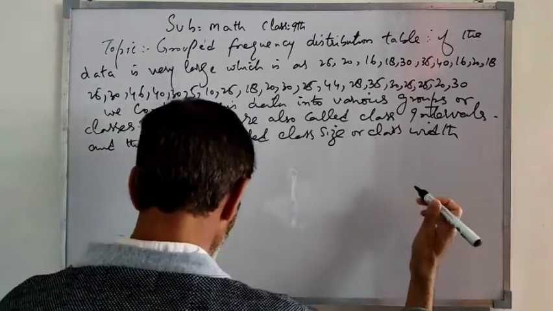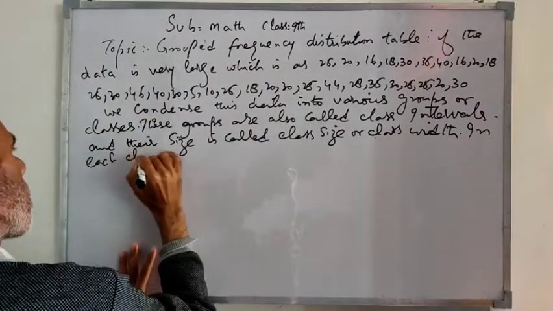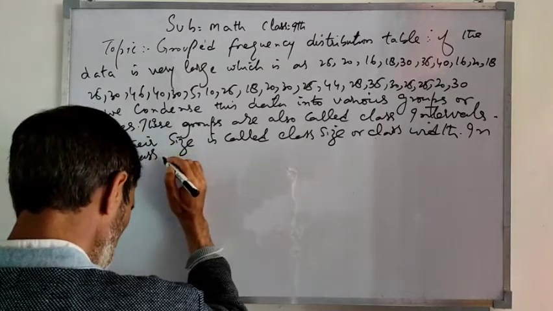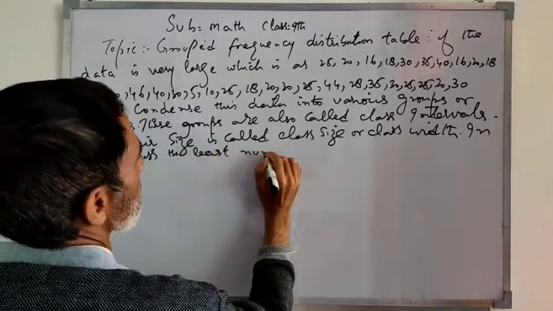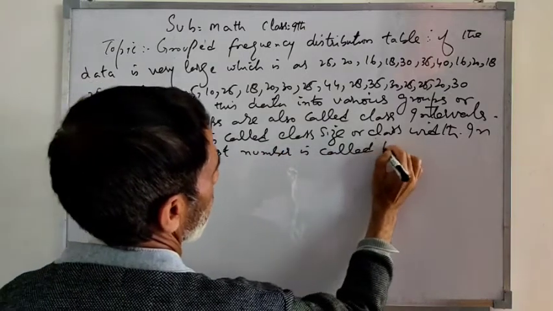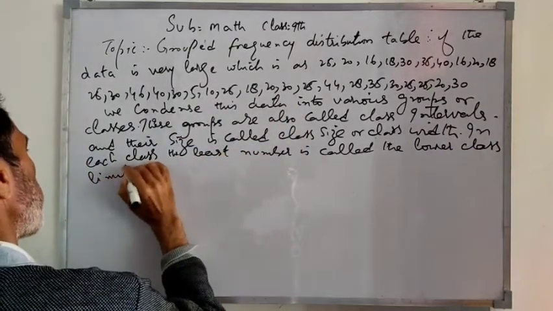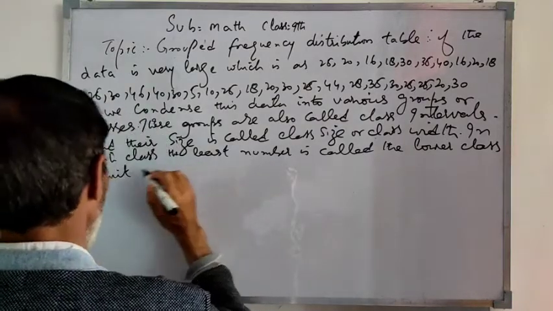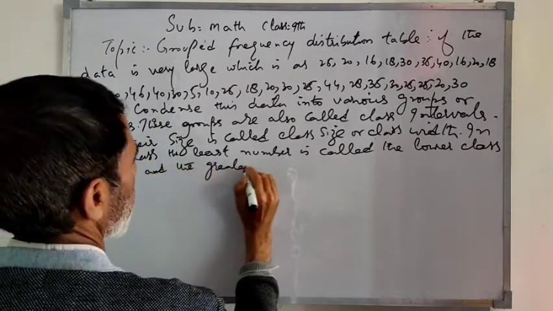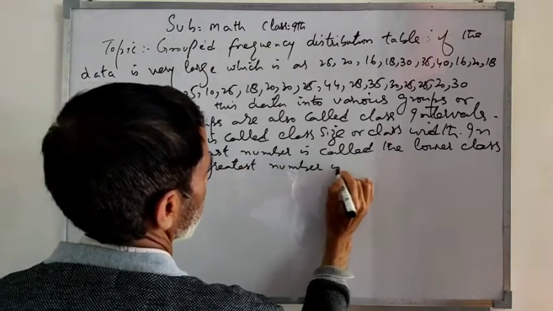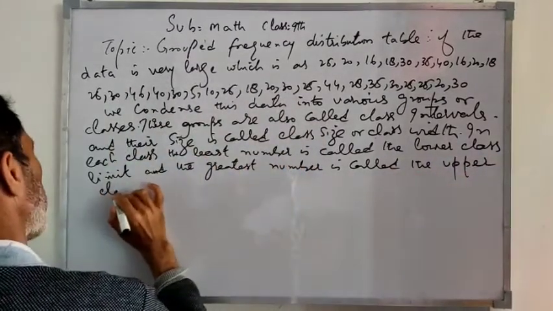In each class, the least number is called the lower class limit, and the greatest number is called the upper class limit.